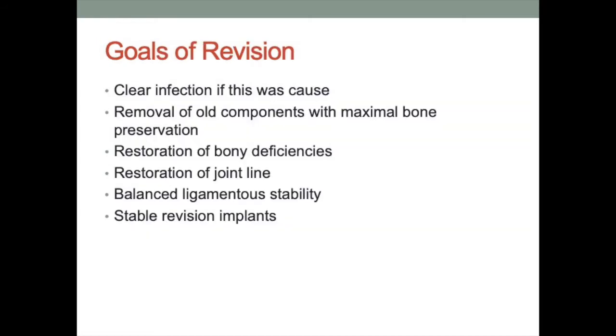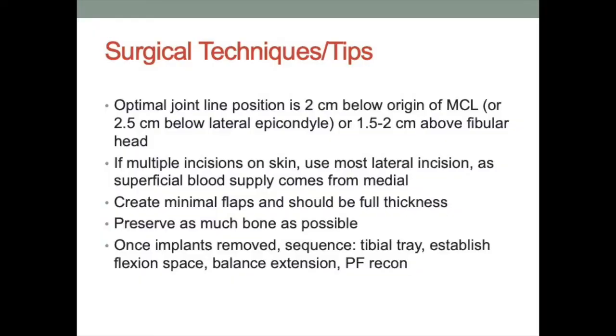The goals of any revision are, number one, clear the infection if that was the cause. Remove the old components with maximal bone preservation, restore bony deficiencies, restore the joint line, balance the ligamentous stability, and provide a new stable revision implant. The optimal joint line position is 2 centimeters below the origin of the medial collateral ligament, or about 2.5 to 3 centimeters below the lateral epicondyle. Another marker would be 1.5 centimeters above the fibular head.